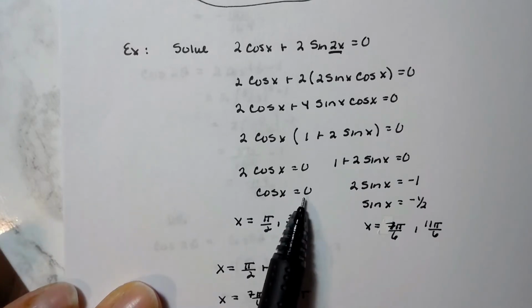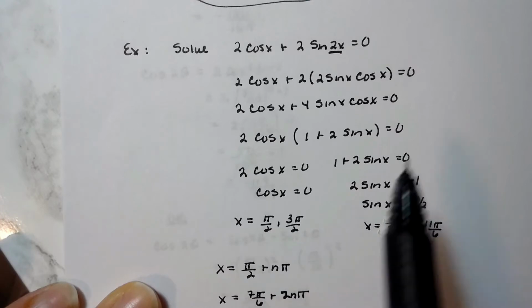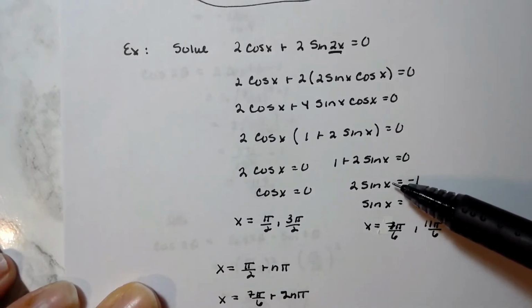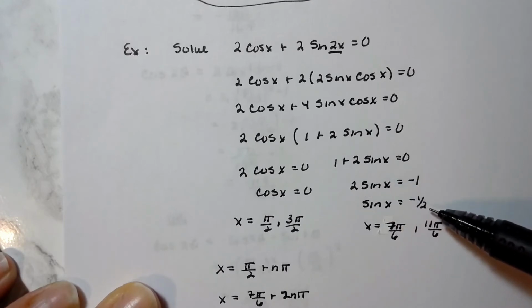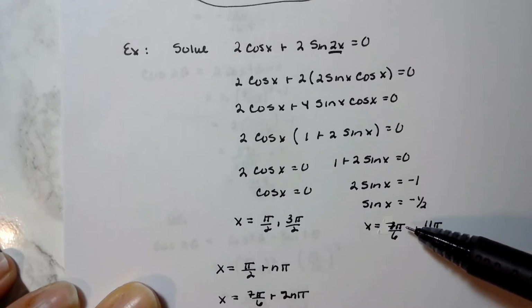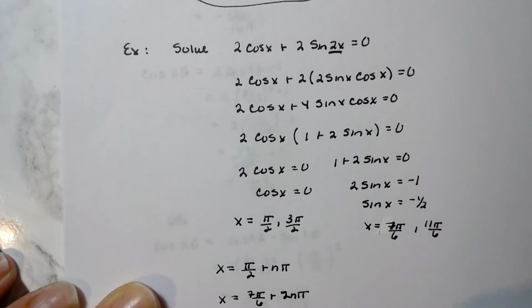Well, the cosine of x is equal to 0, we know at pi over 2 and 3 pi over 2. Over here, a little bit more work. If I subtract 1 from both sides, we get 2 sine of x equals negative 1. Dividing by 2, sine of x equals negative 1/2. And we know that the sine is negative in quadrants 3 and 4, and so that's going to happen at 7 pi over 6 and 11 pi over 6.